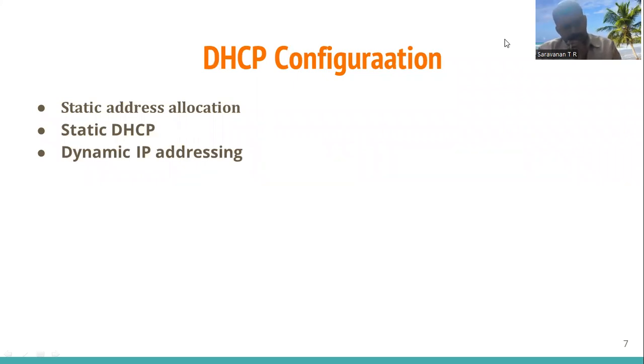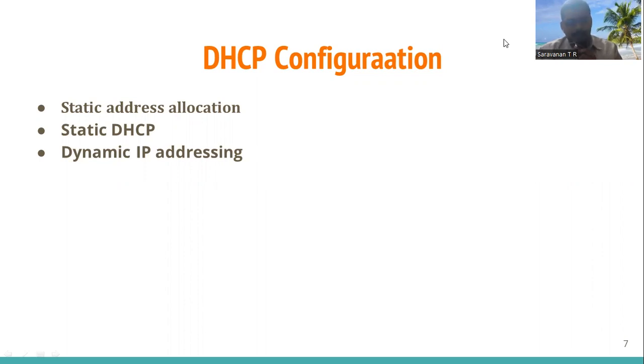Static address allocation. When you talk about static address allocation, a database is available. MAC addresses of the clients are available in the database. Whenever the IP-requesting client matches with a MAC address available in the database, an IP address will be allocated. In static DHCP, the IP address is fixed for a MAC address. Whenever an IP address is requested, the same IP address is allocated for the same MAC address.